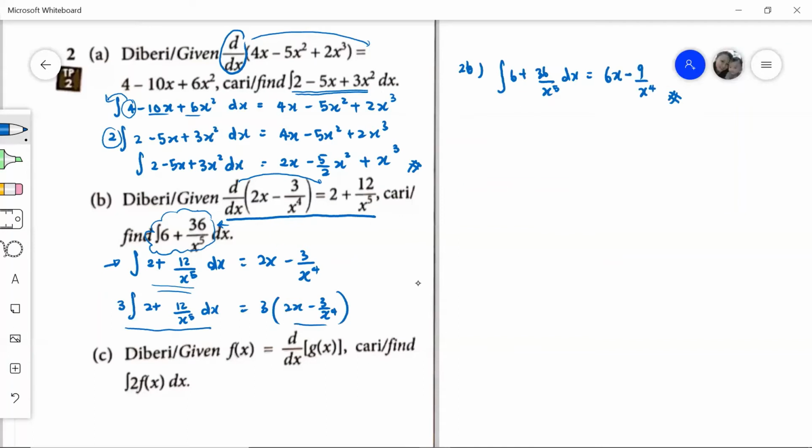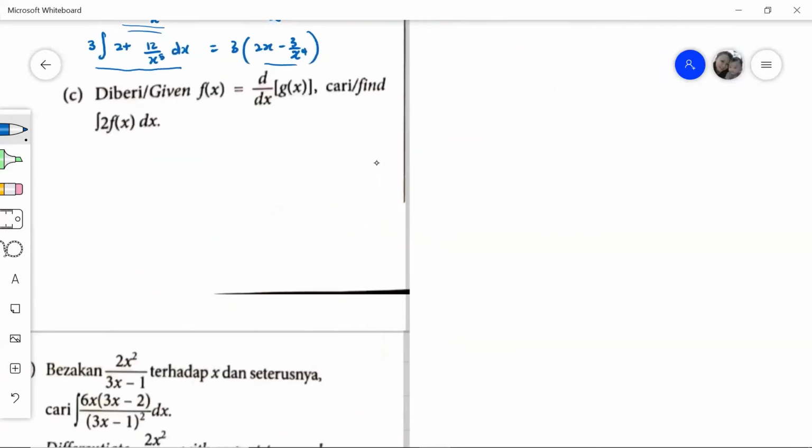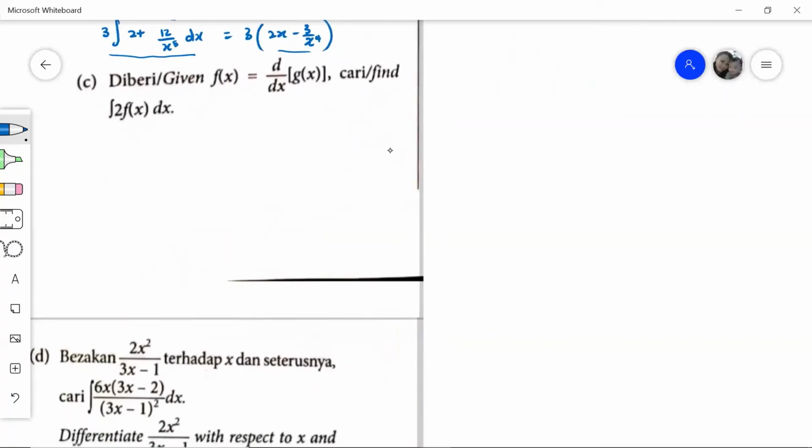Now, let us move on to 2c. It is given that f(x) equals the differentiation of function g(x). So we need to find this. We change this differentiation notation across to the other side. It becomes the integration of f(x) with respect to x, so we get g(x).